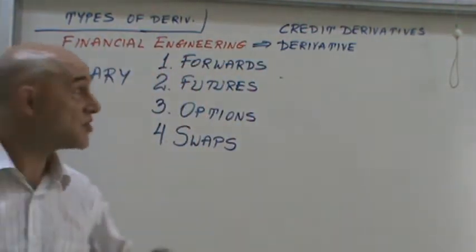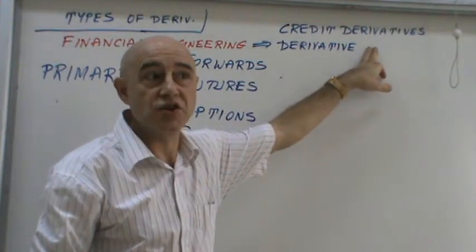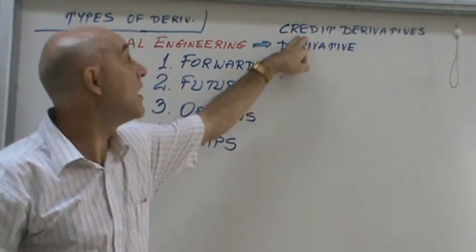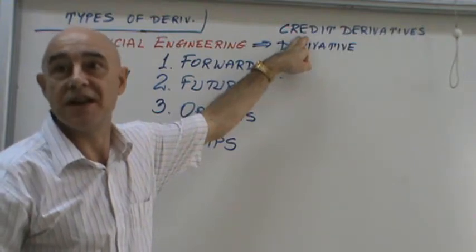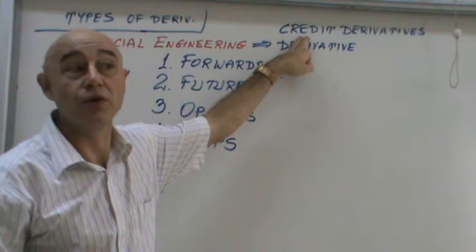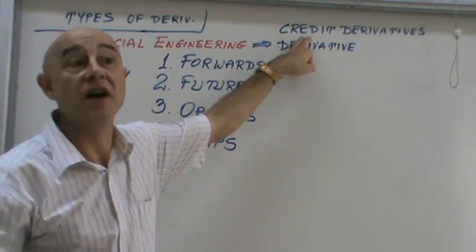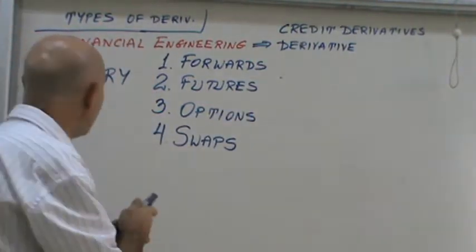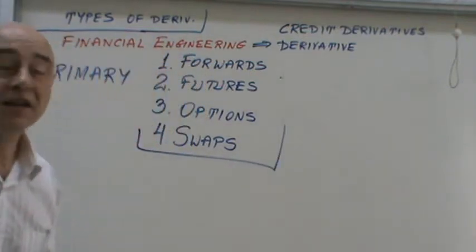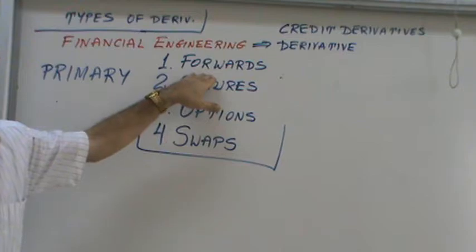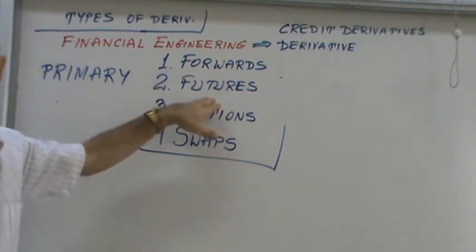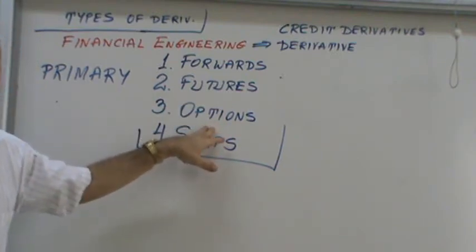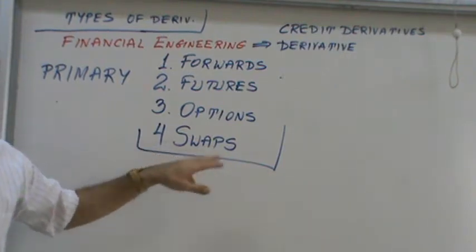Credit derivatives are, again, derivatives, financial instruments, whose value depends on the risk of credit default. In other words, these are instruments that insure or speculate, whose payoff depends on the creditworthiness of a borrower. So these are the four primary. And then within each, there will be hundreds of different types of forwards, hundreds of different types of futures contracts. There will be thousands of options, and again, hundreds of swaps.